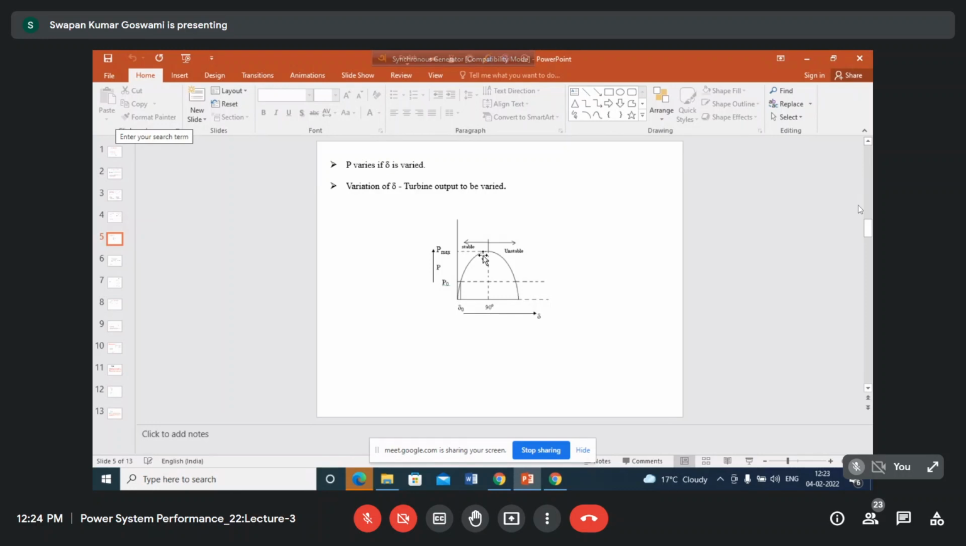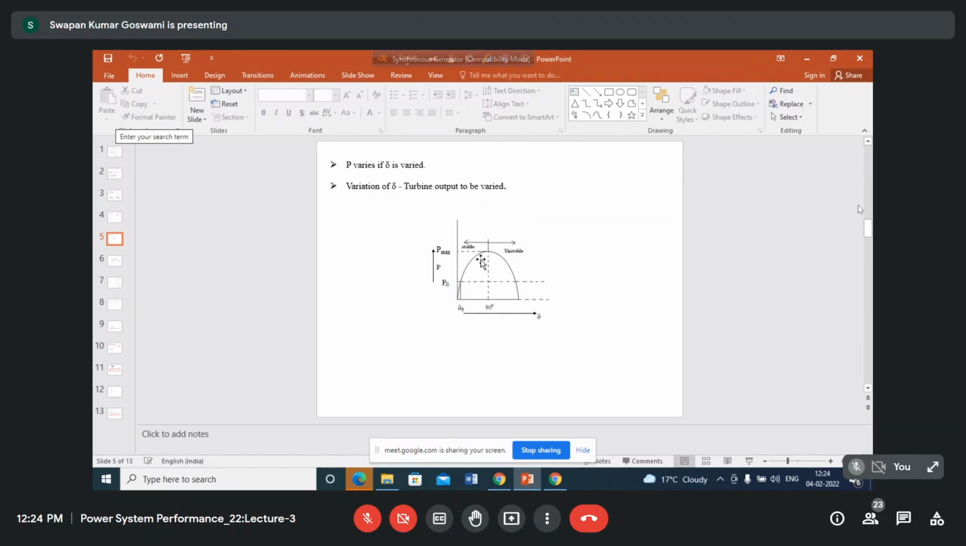Why at stable condition? Because as we are attempting to increase the power output, the generator power output is increasing. But here, if you want to increase the power output, it will get reduced. Any attempt to increase the power output will rather reduce the output of the generator. That means for delta greater than 90 degree, the operation of the generator will be unstable. And from delta 0 to 90 degree, obviously this is the stable operating zone.